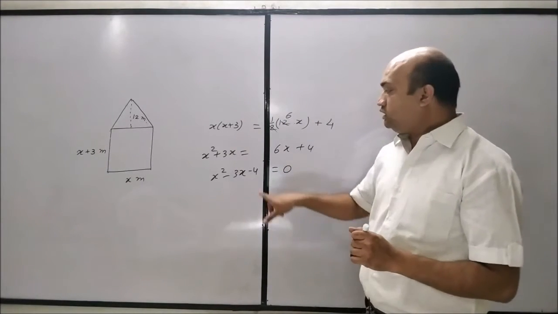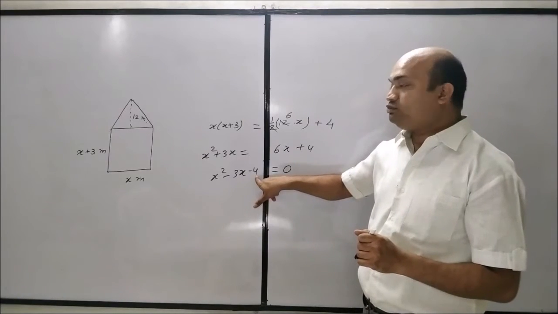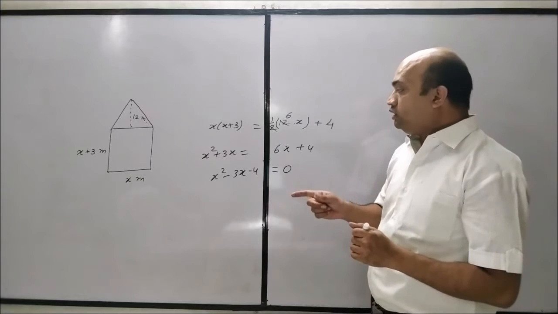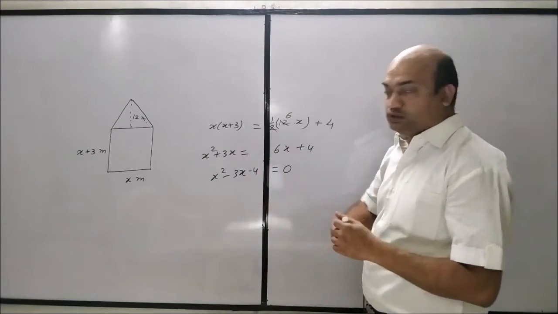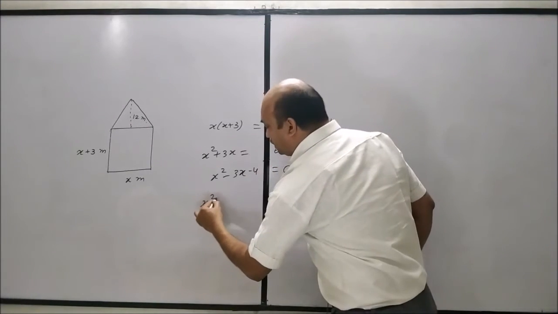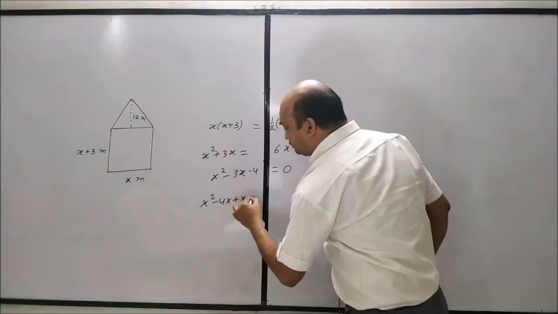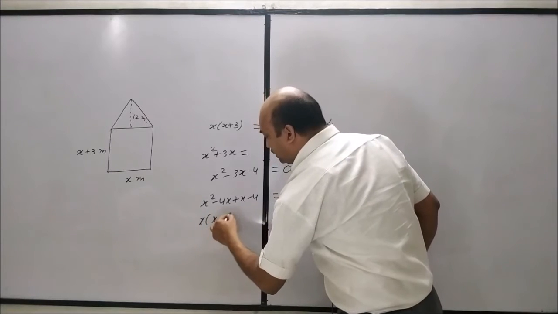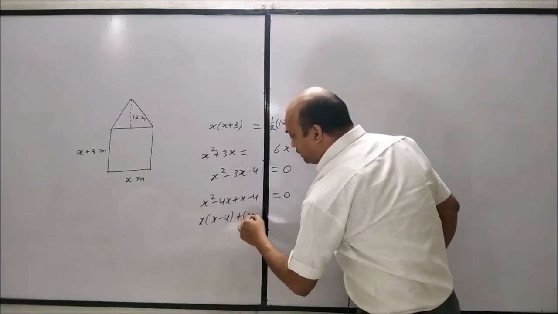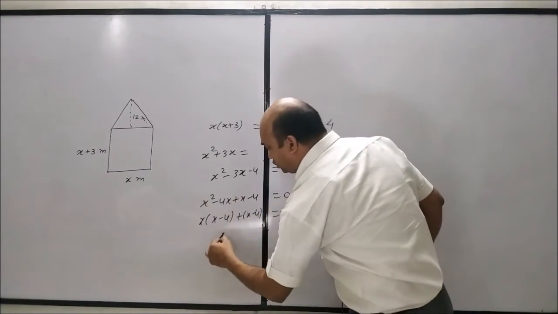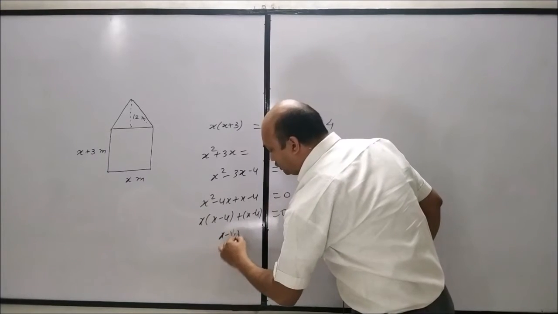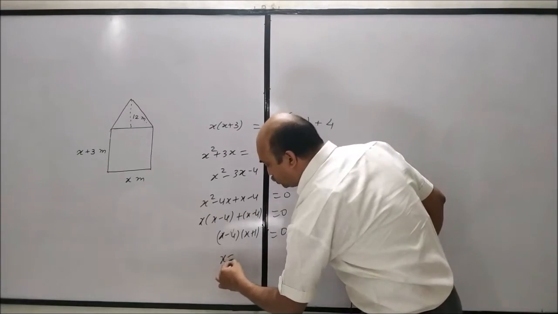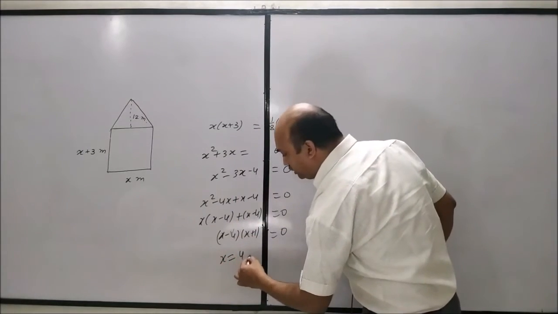To solve this, two numbers we need, product of them should be 4, sum or difference 3, and those two numbers are 4 and 1 only. We can write x square minus 4x plus x minus 4 is equal to 0. From this two terms we take x common, x minus 4 plus x minus 4 is equal to 0, and x minus 4 into x plus 1 is equal to 0. So the two values of x will be 4 and minus 1.